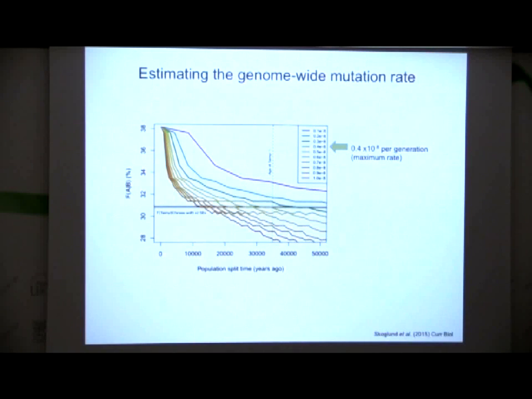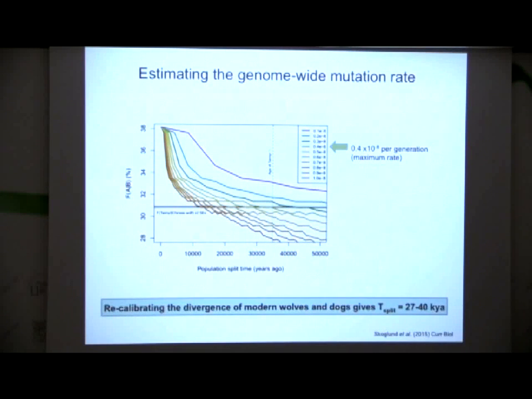So 0.4 by the power minus 8. If you remember when I talked earlier about the assumed mutation rate in the Freedman paper, that was 1 by the power minus 8. So our inferred mutation rate in these canids is about half of that. When we then recalculate the split time in the Freedman paper using this mutation rate, we infer a split between modern wolves and modern dogs at around 27 to 40,000 years ago.